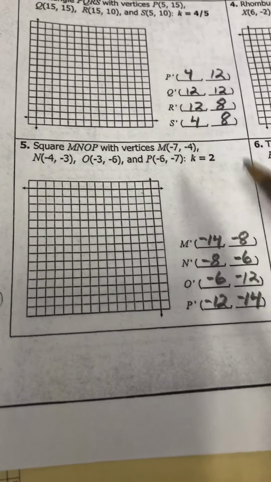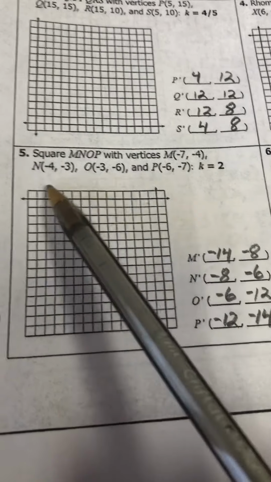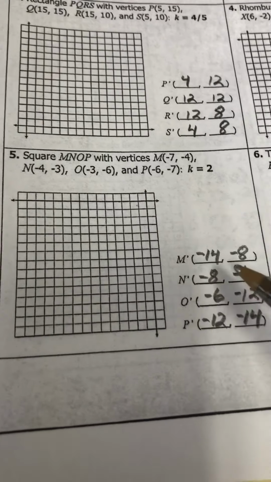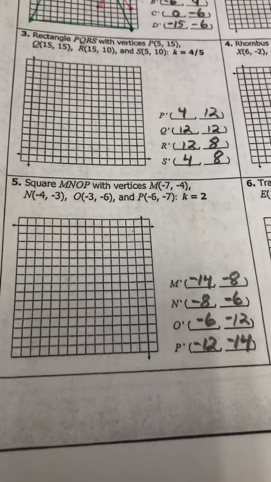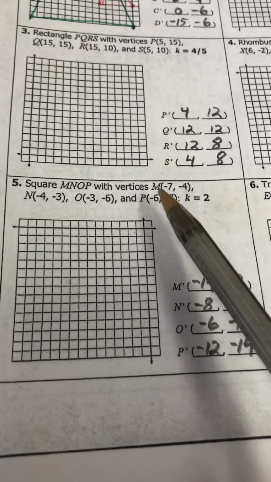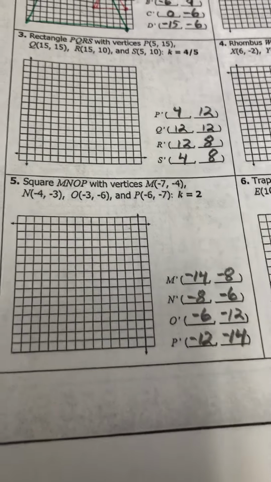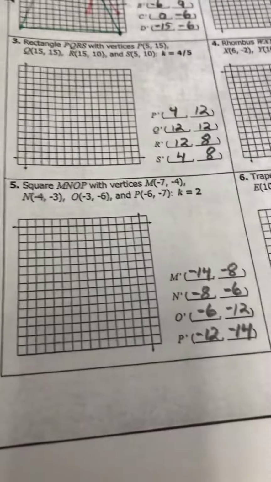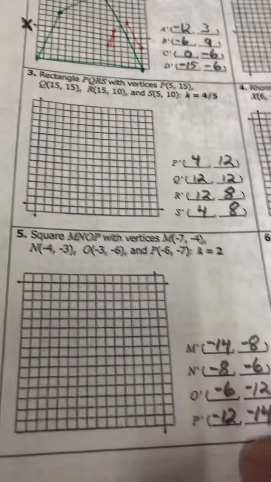Number 5, this is going to be getting bigger. So if you plot those points, MNOP, and then get your new MNOP multiplying by 2. Make sure you're labeling your beginning MNOP and then the hash mark MNOP, the one that is made bigger by this one. This one was smaller, but the one that was adjusted by the scale factor is what I'm trying to say.